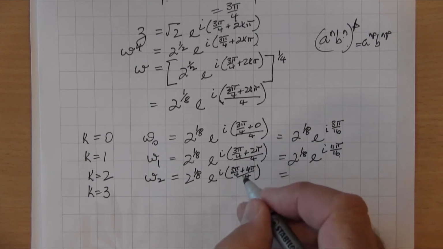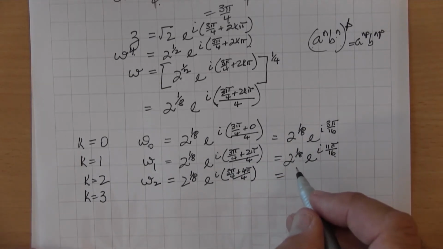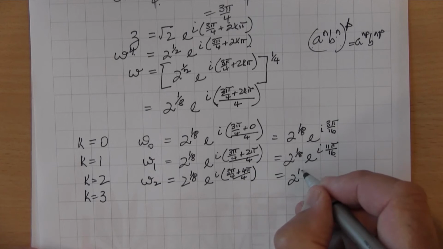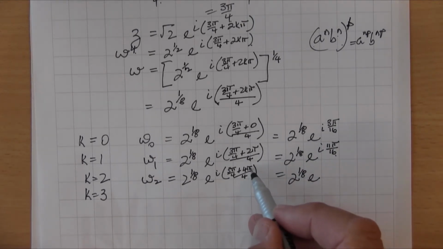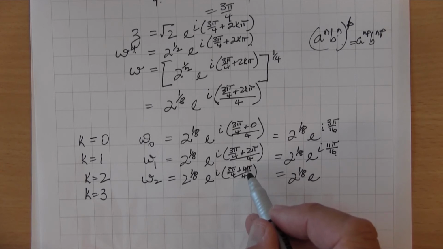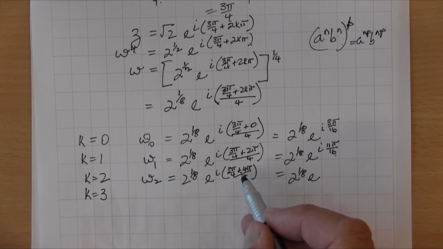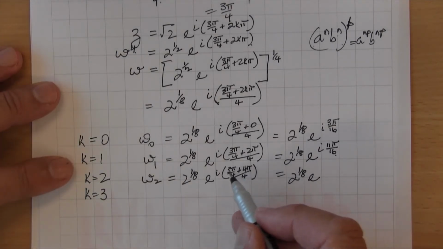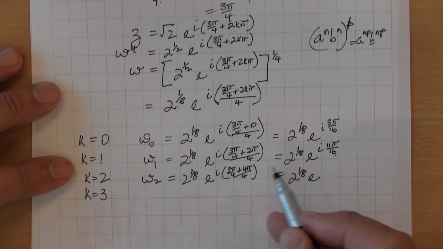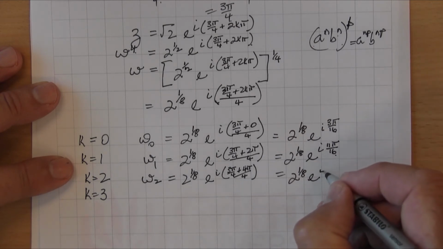Don't forget all that bracket is the power. So that's 2 to the power of 1/8 e to the i. 4 pi is actually equal to, something over 4 will be 16 pi on 4. 16 pi on 4 plus 3 pi on 4 will be 19 pi on 4. And 19 pi on 4, you'll divide that by 4, so it'll be 19 pi on 16.